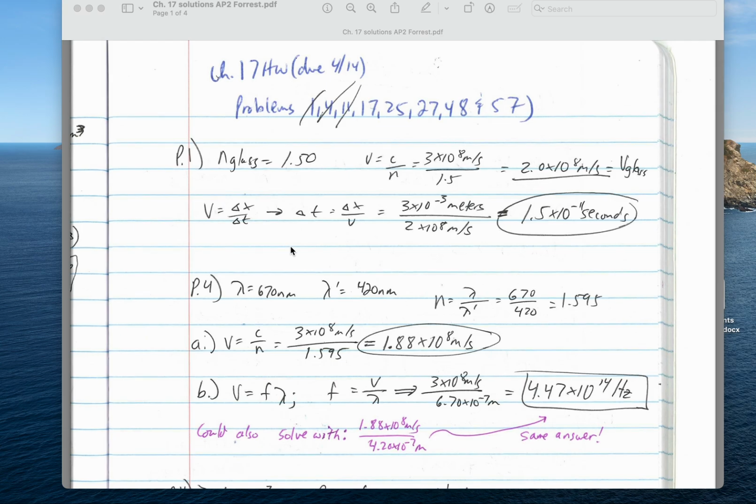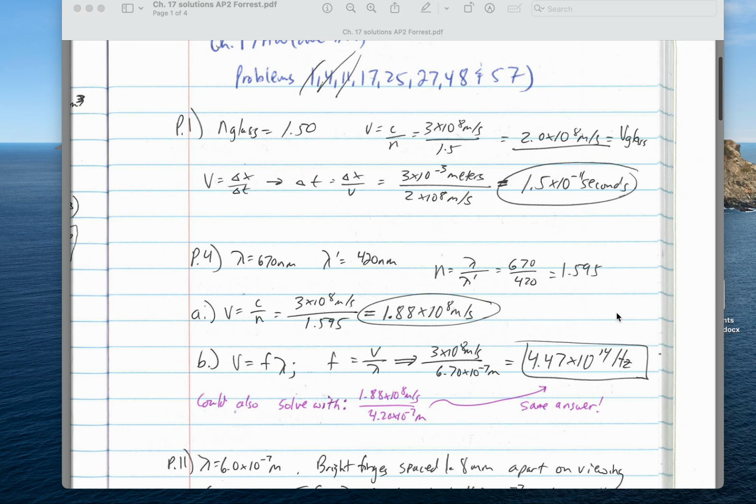For problem 4, it says light has a wavelength of 670 nanometers in air. If it's 420 nanometers in a transparent solid, what's the speed of light in the solid? So the first thing you've got to do is take those two wavelengths and get your index of refraction, so that's 1.595. Again, your index of refraction is going to be a minimum of 1. That's in a vacuum, and air is slightly more than 1, but it rounds to 1 for many purposes. So this 1.595 makes sense. To get the speed, again, I'm going to rearrange this equation, and get 1.88 times 10 to the 8th meters per second.